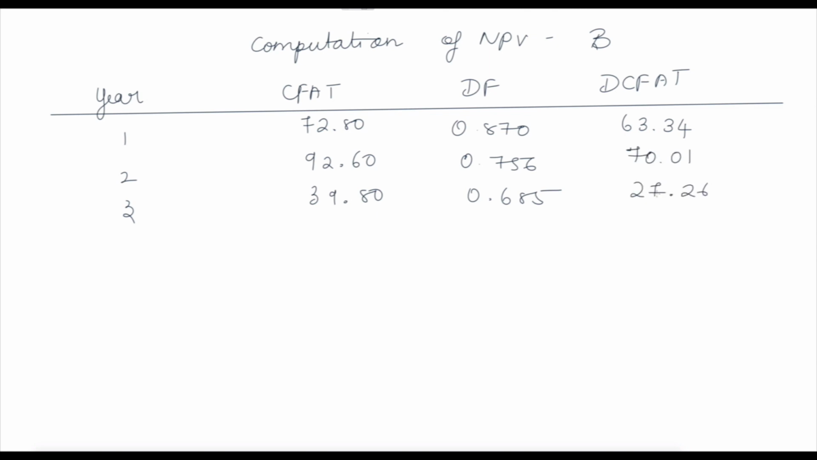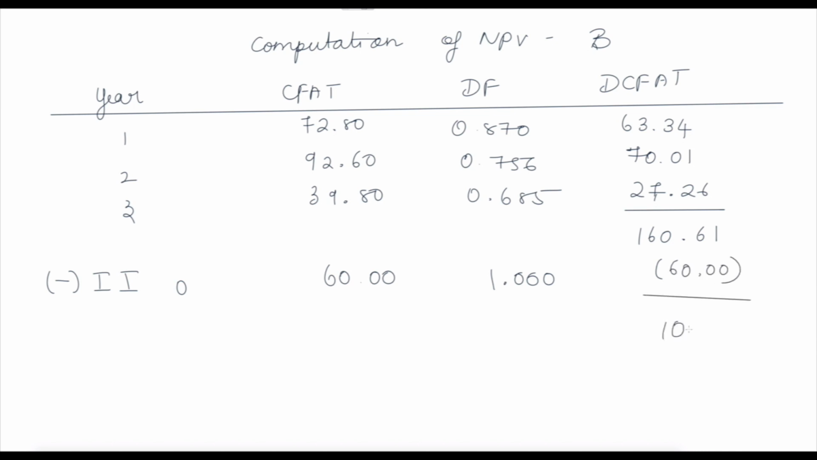Now your initial investment is your cash outflow. In the year 0 it will take place, therefore your discount factor is nothing but 1. So what is the present value? As usual it is 60. So your net present value of project B is 100.61 lakhs.